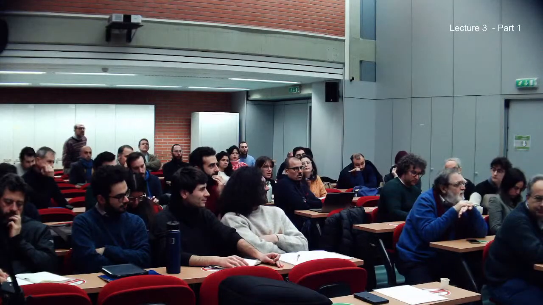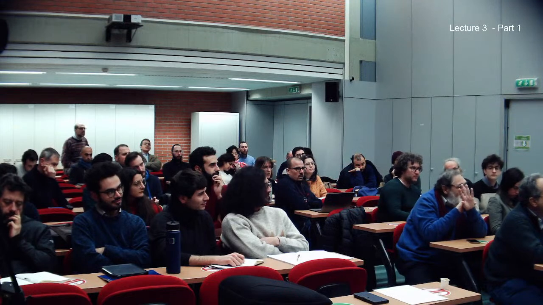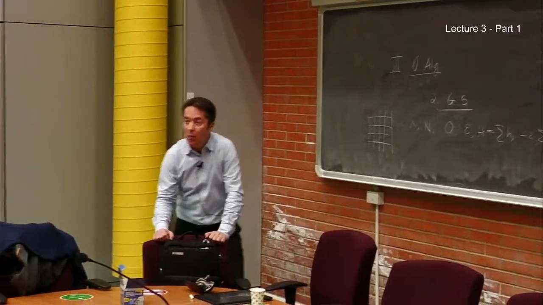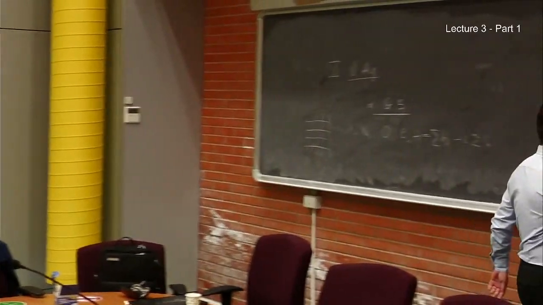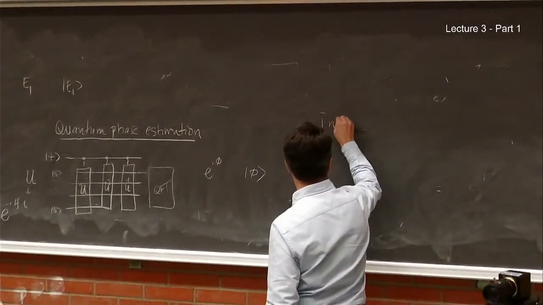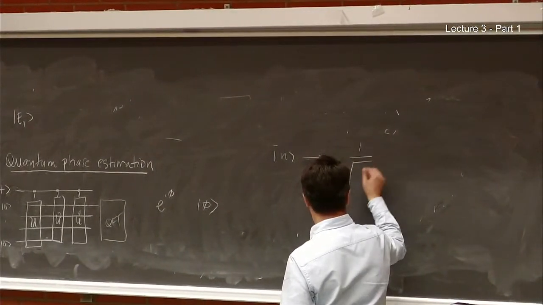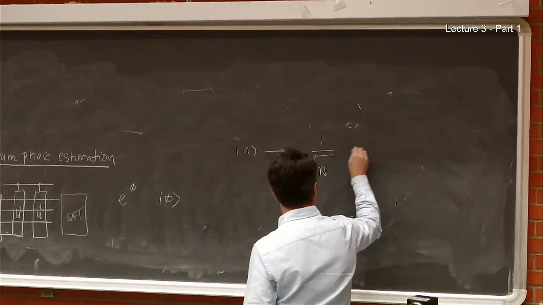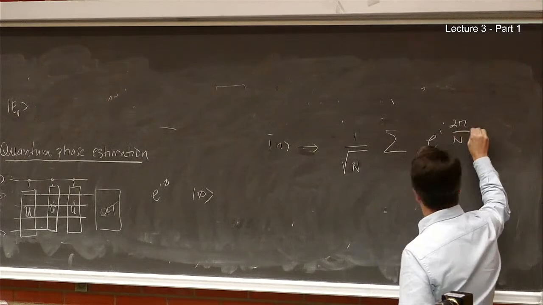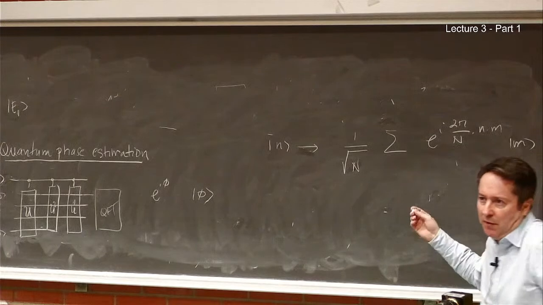Now, what is a quantum Fourier transform? Is it the one that Shor's algorithm uses? Yes, Shor's algorithm uses the quantum Fourier transform. If you have a state n, this goes to 1 divided by the square root of m, the sum of e to the i 2 pi divided by n times n dot m, times the state m. So it's the discrete Fourier transform.